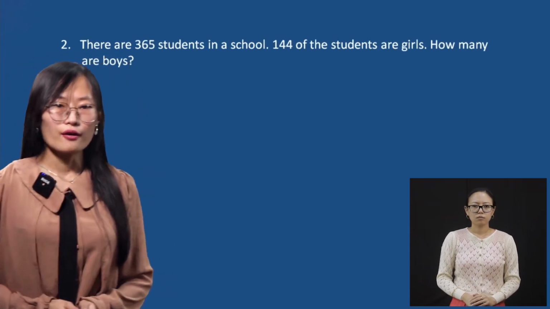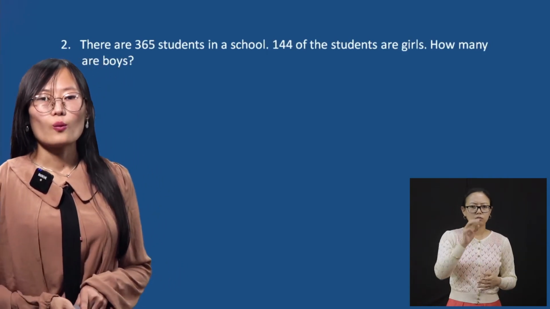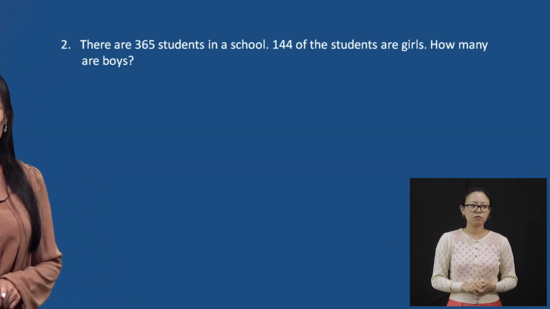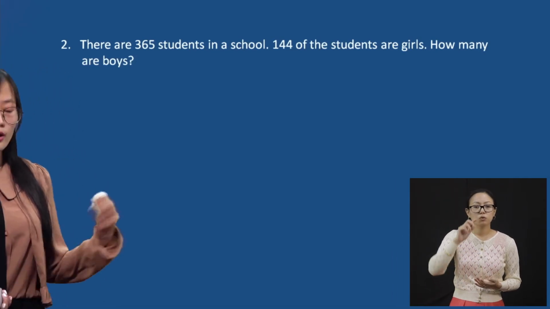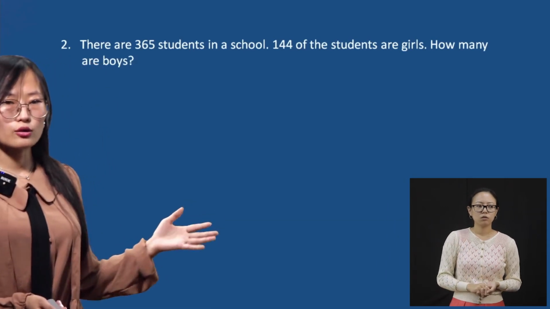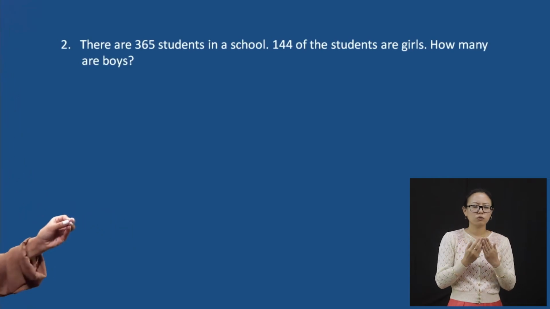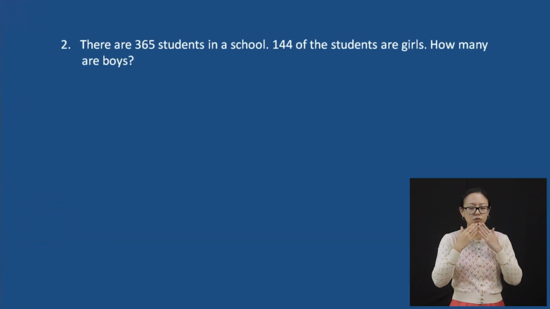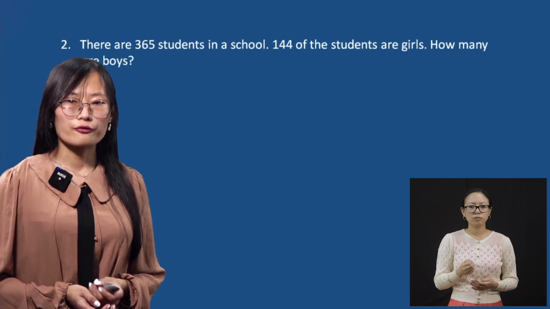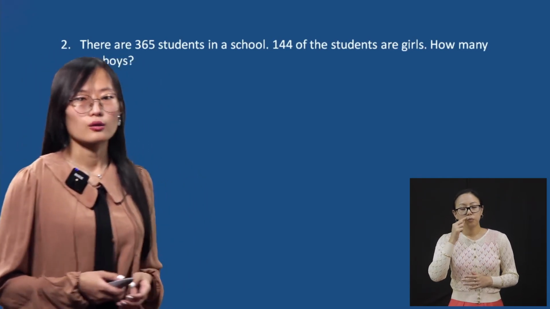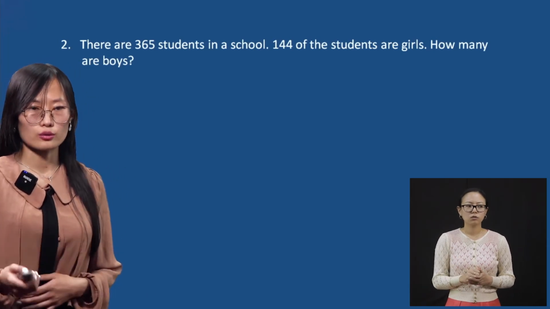Here, there are 365 students in a school. 144 of the students are girls. How many are boys? So in a school, you can imagine your own school. So in that school, you have 365 students, out of which 144 are girls. Now the number of boys is not given here. We have to find out how many boys there are. To find this out, we will subtract 144 students from the total number of students in the school.